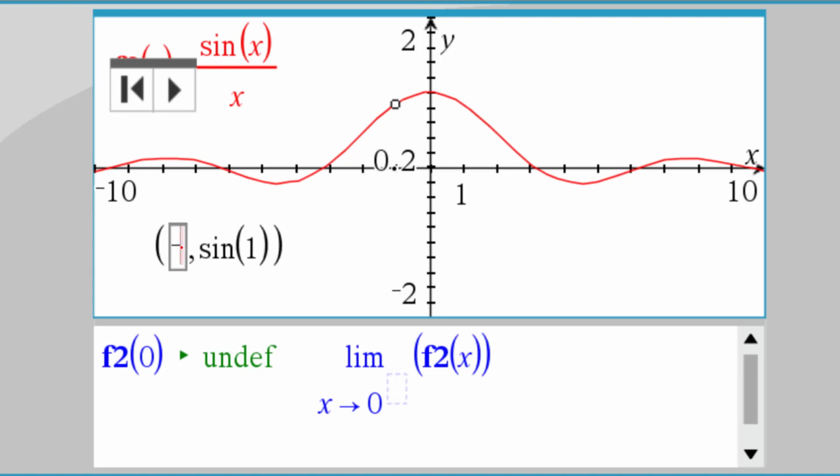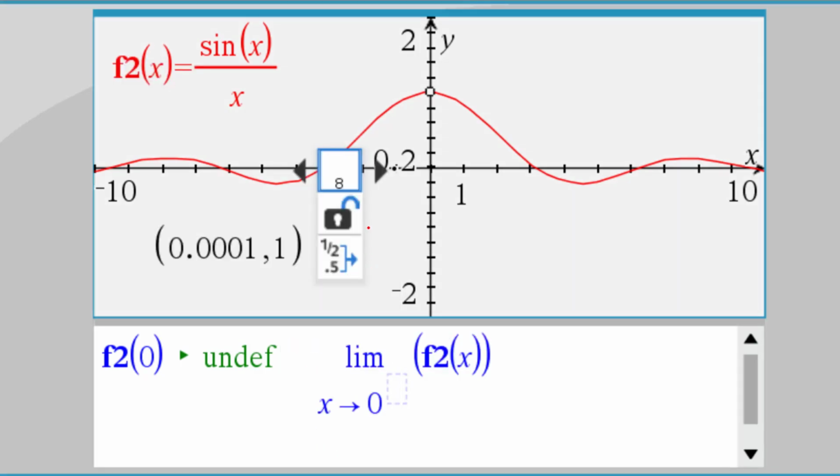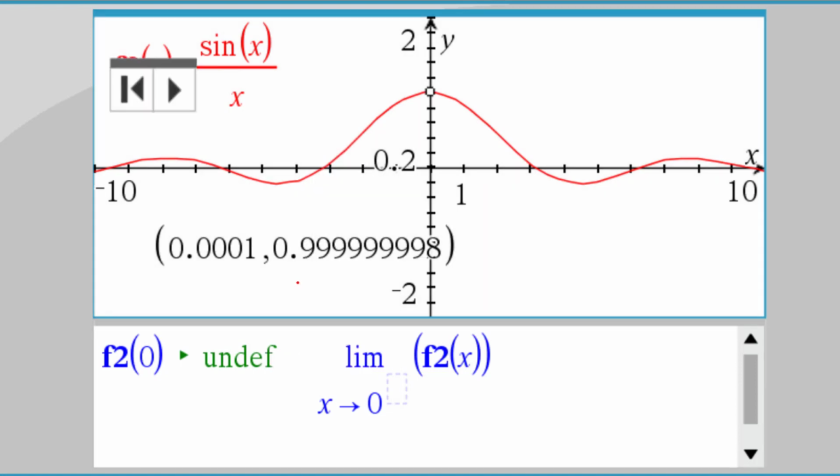If I move it to -0.0009, and yes, you can see it's trying to get to the value of 1. Now that's from the left hand side that we are approaching 0. What if I made that 0.001, and now we are approaching from the right hand side, and let's give it some more decimal places, and you'll see it's trying to get to that value. So whether from the left or from the right, it is trying to approach that value of 1.